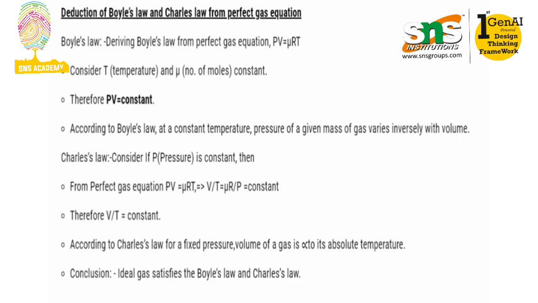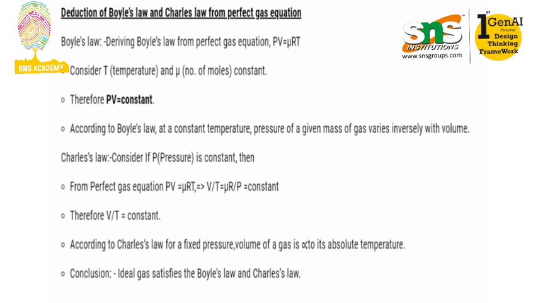What we can conclude from these two laws is that an ideal gas satisfies Boyle's law and Charles's law as well. You can understand that the ideal gas obeys the two laws, Boyle's law and Charles's law. What is meant by Boyle's law? At constant temperature, pressure is inversely proportional to volume. What is meant by inversely proportional? If one quantity rises, the other quantity comes down. If one quantity comes down, the other goes up. That is the meaning of inversely proportional.